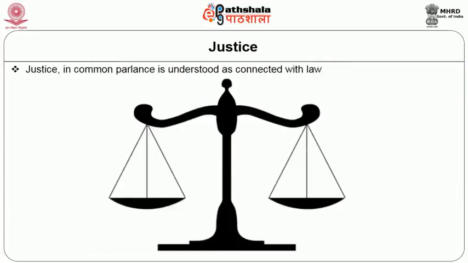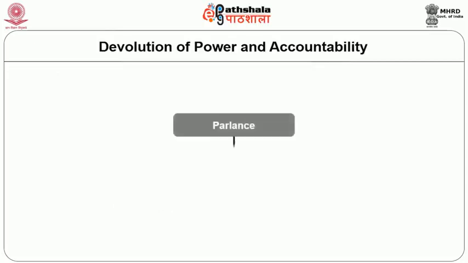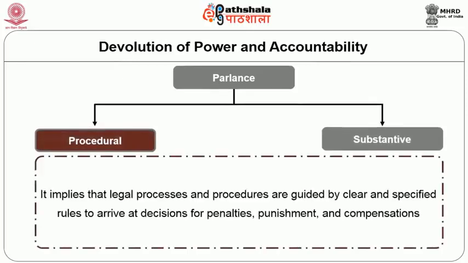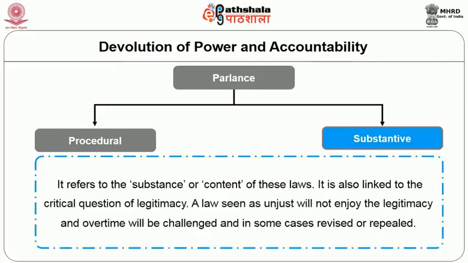Justice in common parlance is understood as connected with law. It can thus be broadly characterized as procedural and substantive. Procedural justice implies that legal processes and procedures are guided by clear and specified rules to arrive at decisions for penalties, punishment, and compensations. Substantive justice refers to the substance or content of these laws.